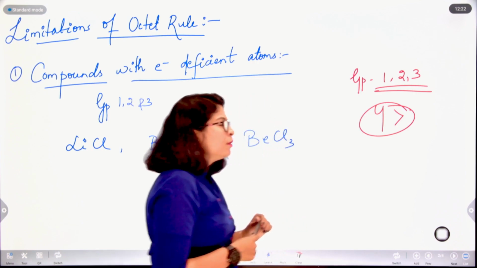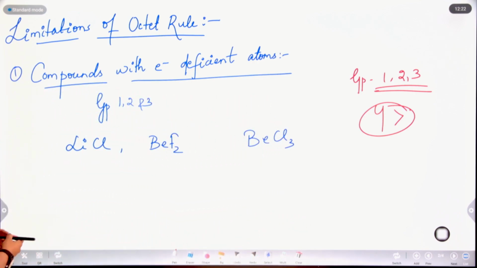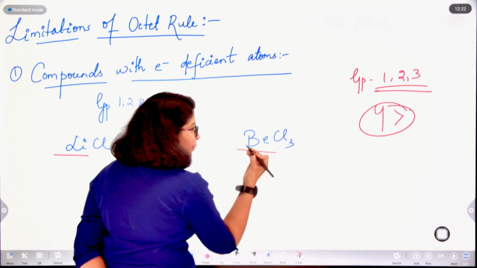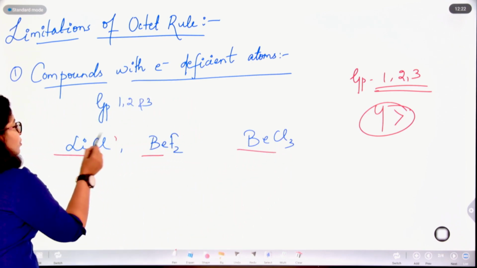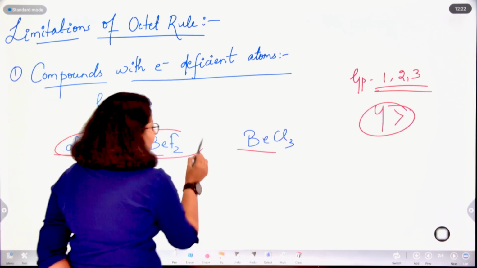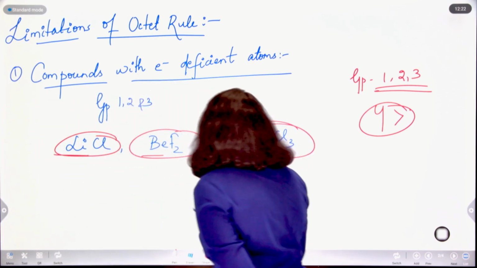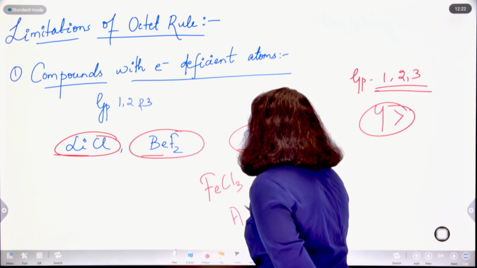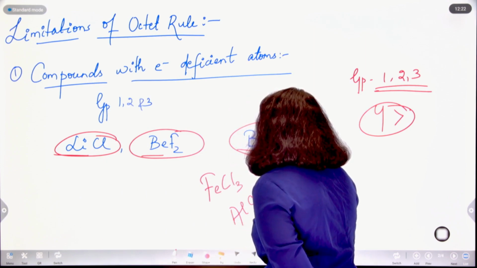But actually what was observed is there are certain elements or atoms like Li, Be, again beryllium, they form structures like LiCl, BeF2, BeCl2, FeCl3, AlCl3, etc.